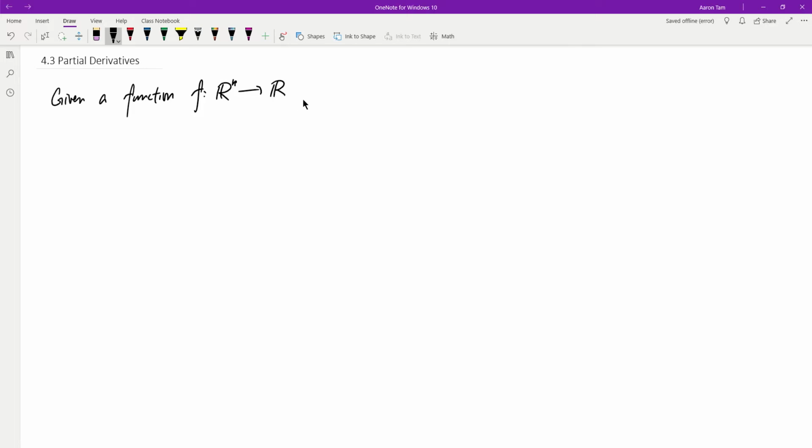Now, let's say we have a function f that maps from Rn to R, with vector x being the input, which is x1, x2, to xn. And I can call the output y. So this function f of vector x equals y. We're going to define something called a partial derivative.